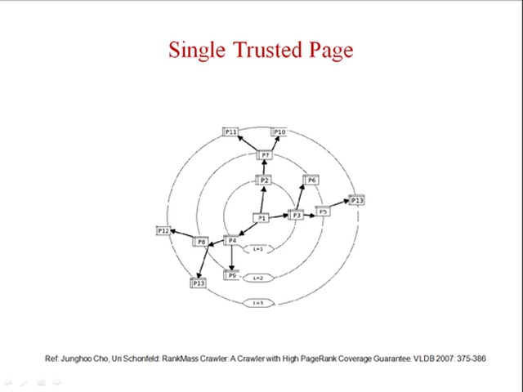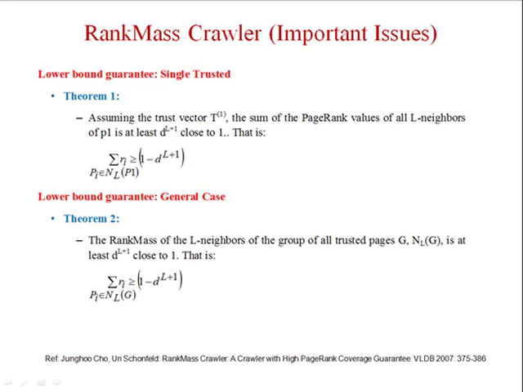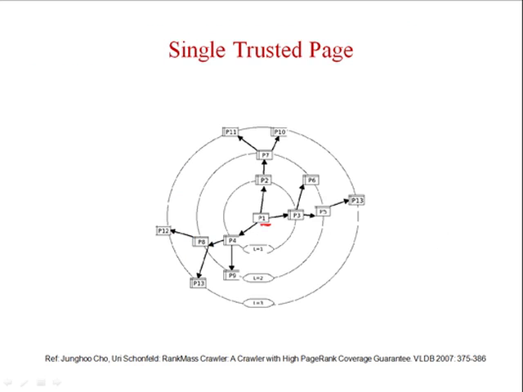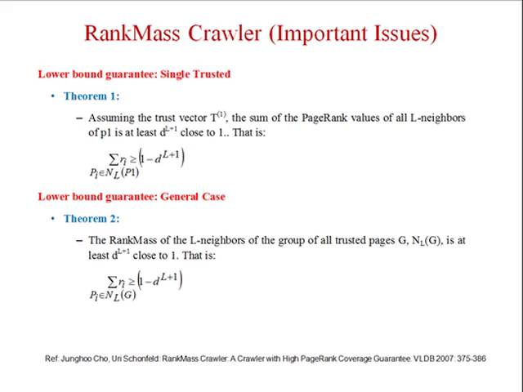So this is a single trusted page, and with a single trusted page we reach the nearest pages at level, number of links, 1. When we increase the number of links to 2, then the trusted page range will cover this many pages. At link number 3 it covers this range of pages, and so on.